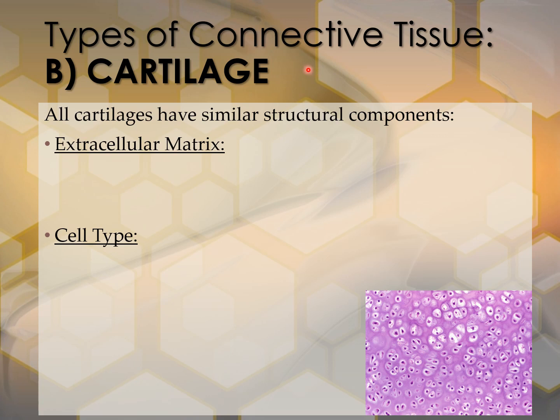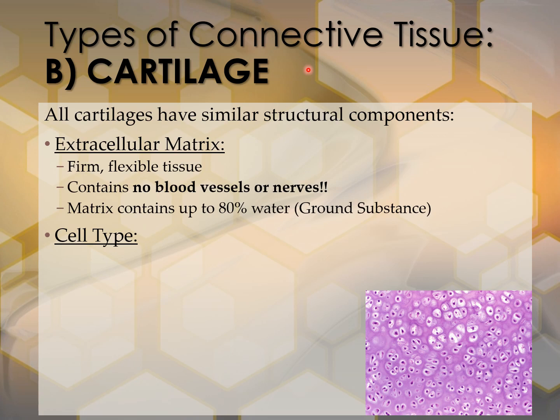So now our second type of connective tissue is cartilage. So we talked about all our connective tissue propers, and cartilage all have very similar structural components. So their extracellular matrix is very firm, right? So think cartilage is very firm. It's not as firm as bone, and we'll talk about why the difference is. But it's flexible. So it's firm and flexible.